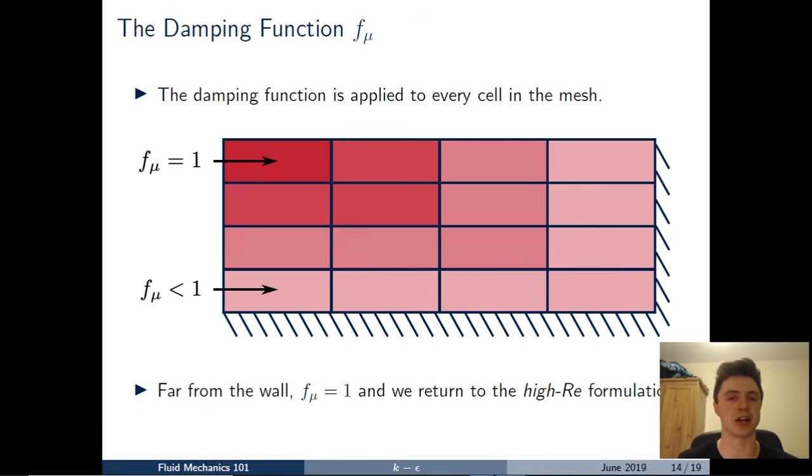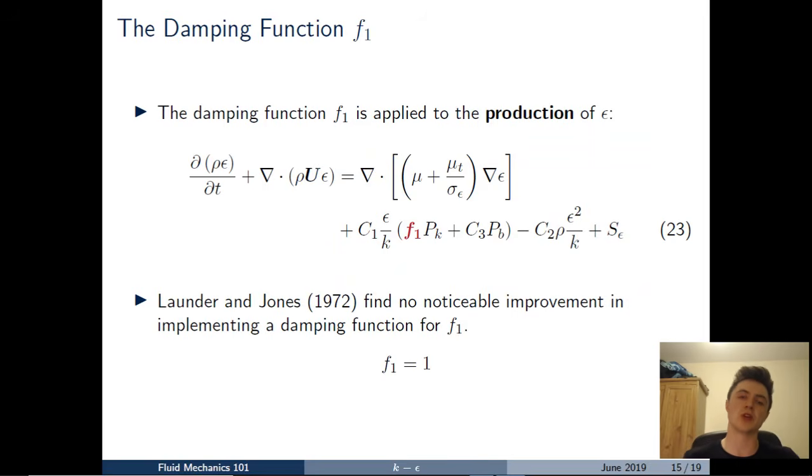Now let's look at the other two damping functions. So the damping function f1 is applied to C1, the coefficient 1, which appears in the production term for the turbulence dissipation rate. And in the original paper, Launder and Jones investigated different values of this damping function f1 and didn't find any noticeable improvement.